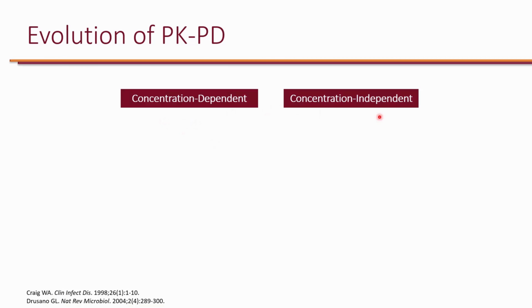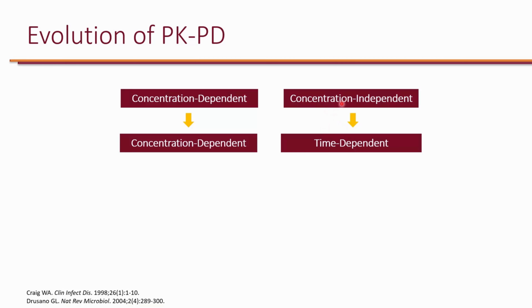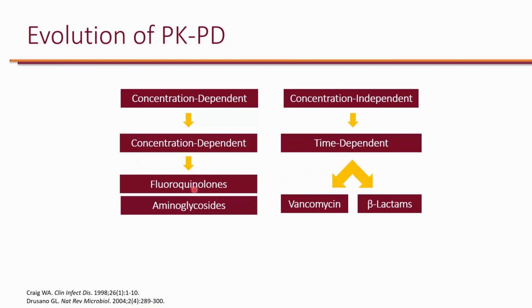Now we're looking at the evolution of PK/PD. As time went on, clinicians started to refer to concentration independent as time dependent. So we had concentration dependent and then we had time dependent. As I showed you in the examples, fluoroquinolones and aminoglycosides are concentration dependent. The time dependent ones would be the beta-lactams as well as vancomycin. The PK/PD parameter for time dependent, specifically for beta-lactams, is the time above MIC. So it's not necessarily the concentration of beta-lactams, it's more how long the concentration is above the MIC that would result in maximum killing of organisms.